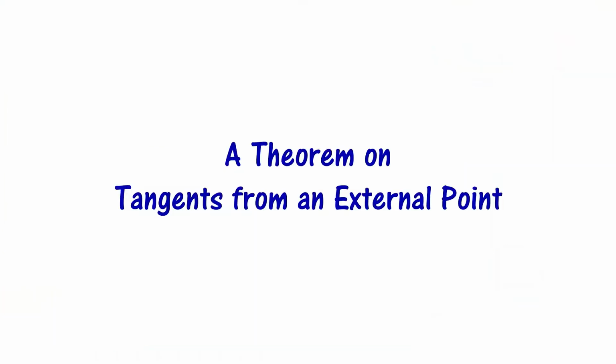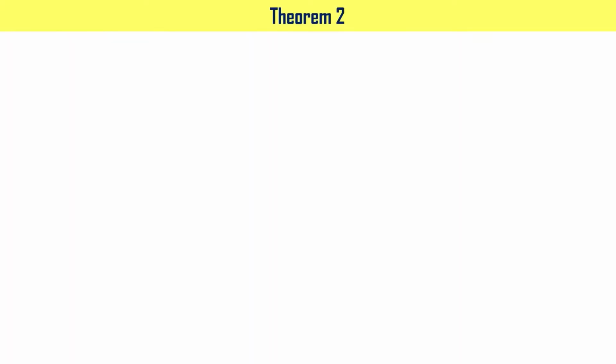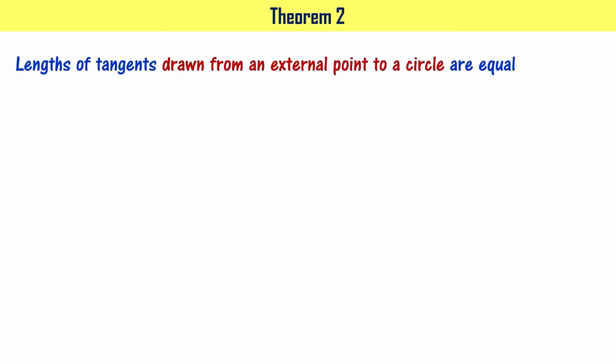Let's learn about a theorem on tangents from an external point now. This is theorem 2 of this particular topic. Lengths of tangents drawn from an external point to a circle are equal. This is the statement of the theorem.